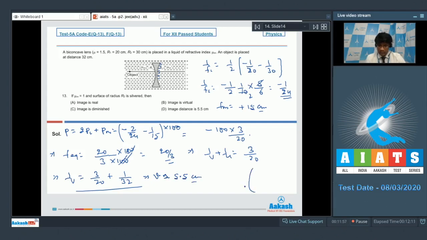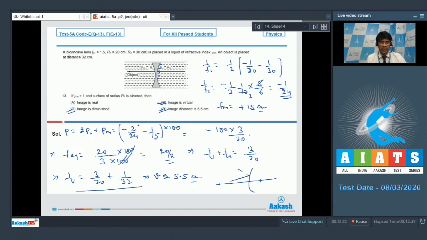So this is the effective system now. Object was placed somewhere here around, and after reflection, the image will be formed somewhere here around at the distance of how much? 5.5 centimeters. So image is virtual, image is diminished, and image distance is how much? 5.5 centimeter is the correct answer. Option B, C and D are the correct answers for question number 13.